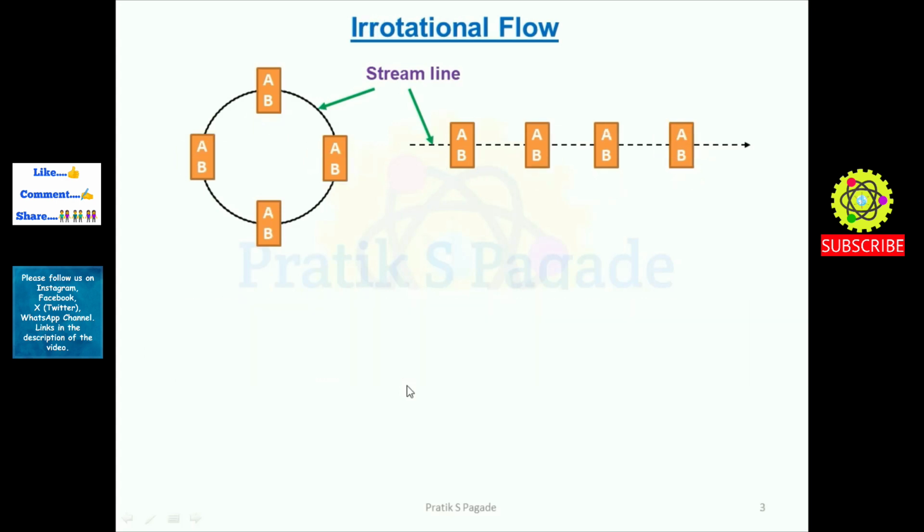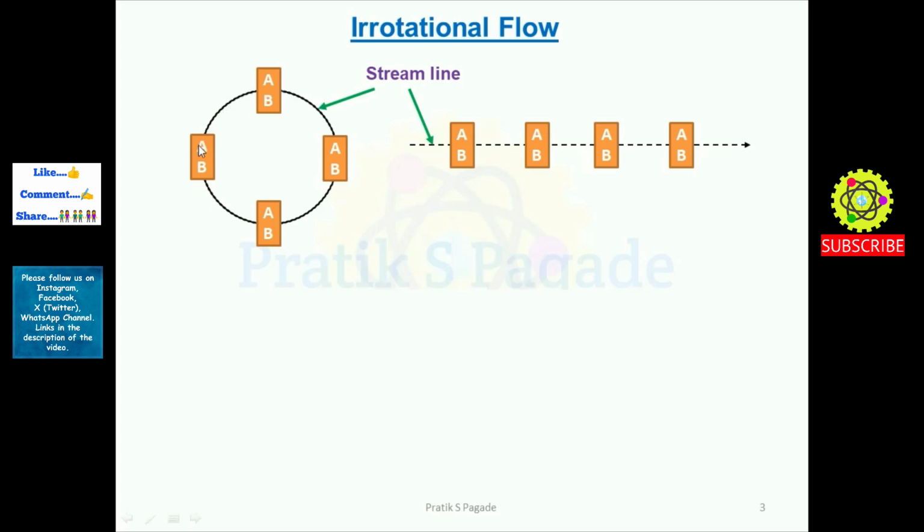Now let's see irrotational flow. Here also there are two examples. First we will see the circular example. In this case also, fluid is flowing in a streamline, and this is a fluid particle AB. As you can see, at each position there is the same nomenclature. That is, at the topmost position there is A, and at the bottommost there is B.